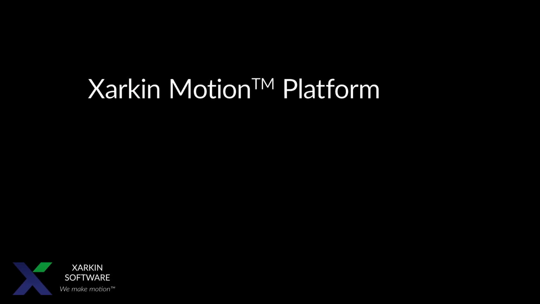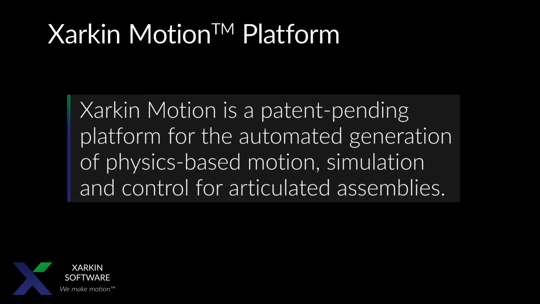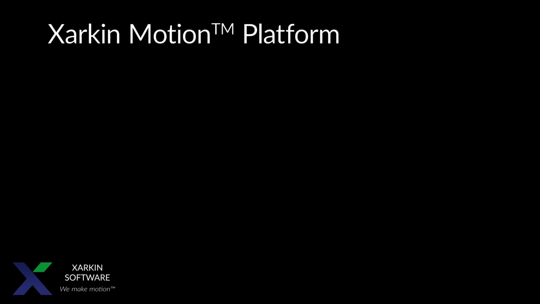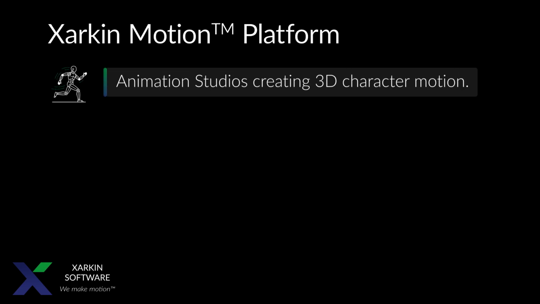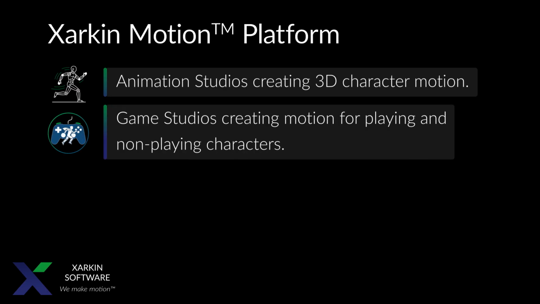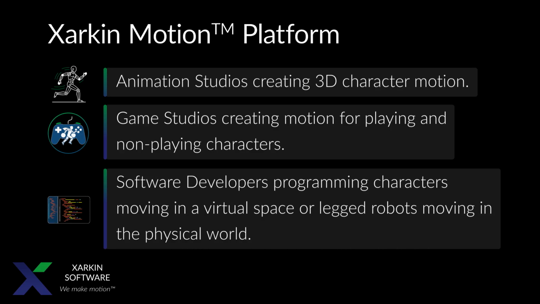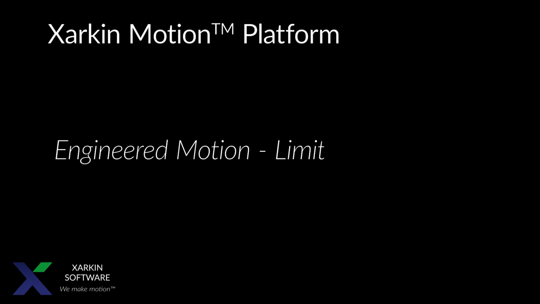At Xarkin, we make motion. Xarkin Motion is a patent-pending platform for the automated generation of physics-based motion, simulation, and control for articulated assemblies. Whether you're an animation studio creating 3D character motion, a game studio creating motion for playing and non-playing characters in a video game, a programmer moving characters in a virtual space, or a programmer wanting to move a robot, the Xarkin Motion Platform can create improved motion in less time at less cost.